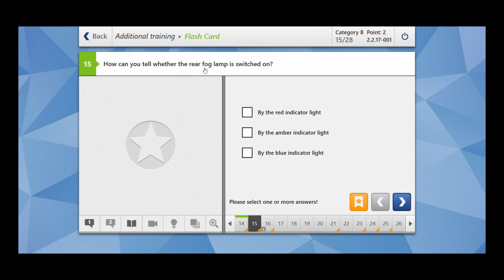How can you tell whether the rear fog lamp is switched on? This is also an important question from the technical questions that are asked during the driving exam. Whenever the rear fog lamp is switched on, you see a yellow or amber light in the cockpit. So by the amber indicator light, you can figure out that the rear fog lamp is switched on.